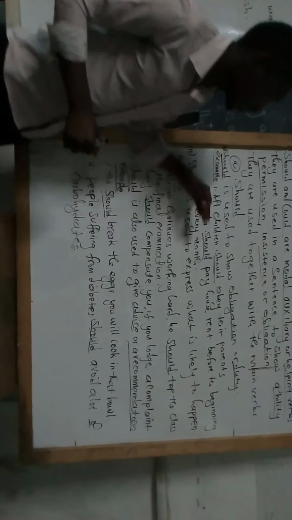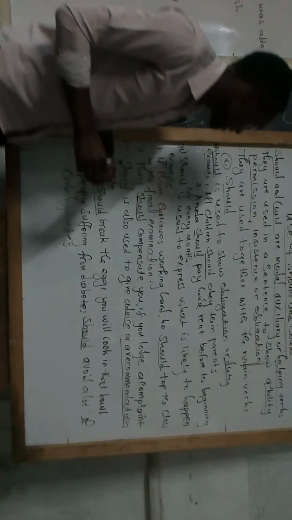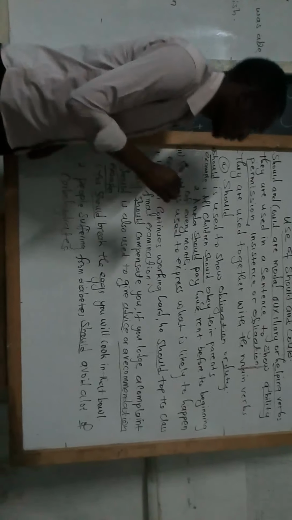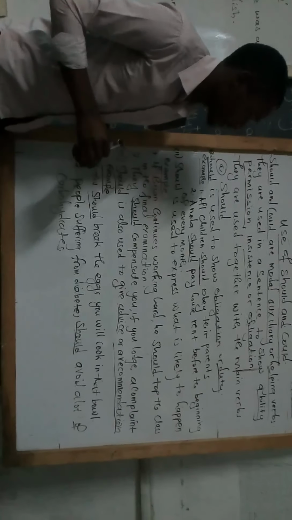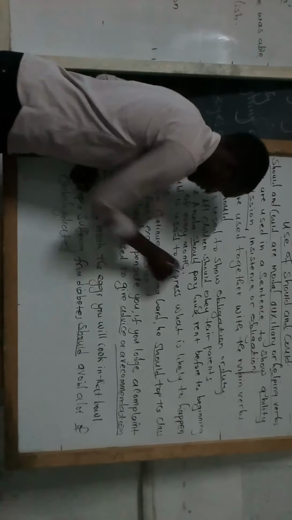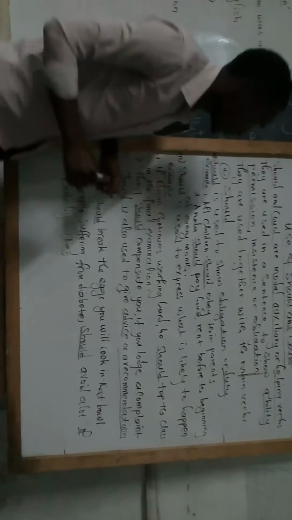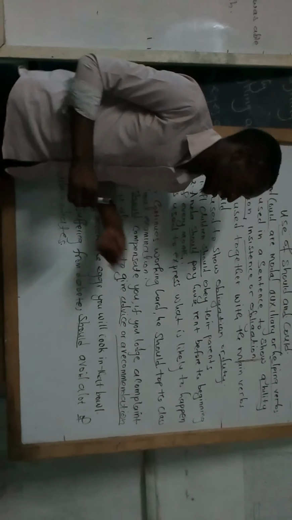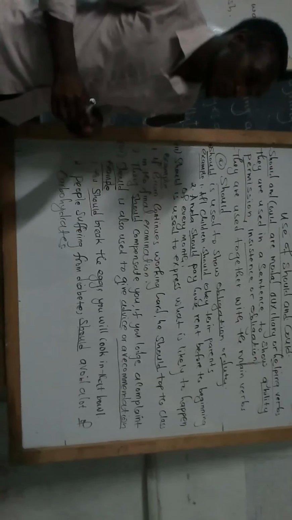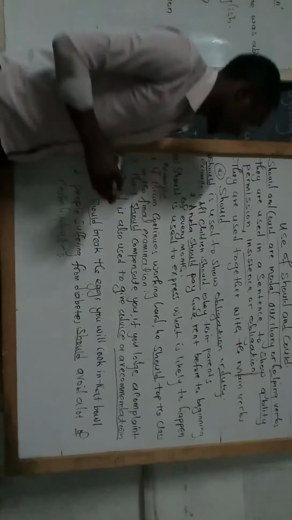It's the duty of the children, an obligation towards their parents, to obey them. Number 2, Aruda should pay house rent before the beginning of every month. The second use of should is to express what is likely to happen in future.